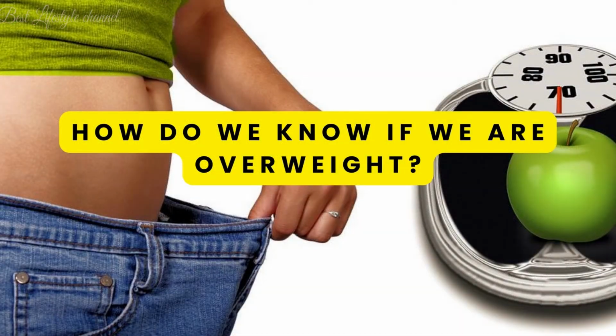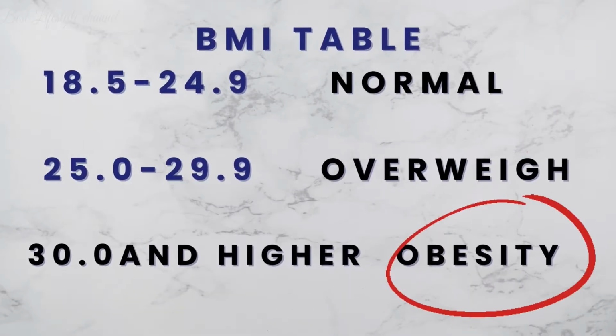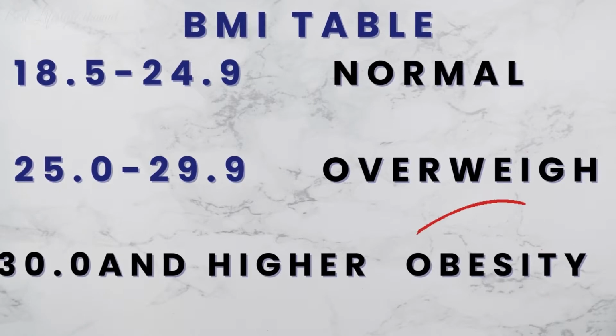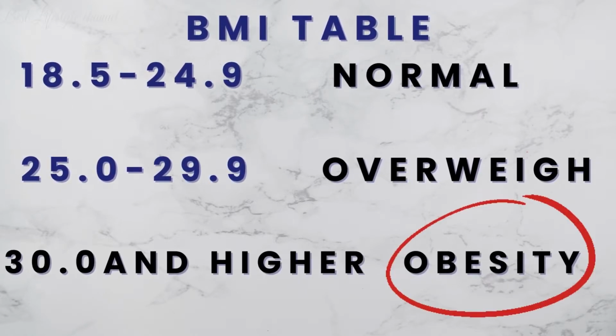How do we know if we are overweight? The tool considered to measure overweight is the calculation of body mass index, called BMI. Body mass index is a measure to check the appropriate weight for your height. In this calculation, the weight in kilograms is divided by the square of the height in meters. You can find the link for BMI online calculation in the description section. According to the BMI table, 18.5 to 24.9 is normal, 25.0 to 29.9 is overweight, and 30.0 and higher is obesity.